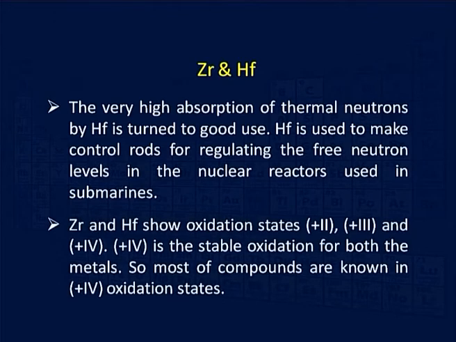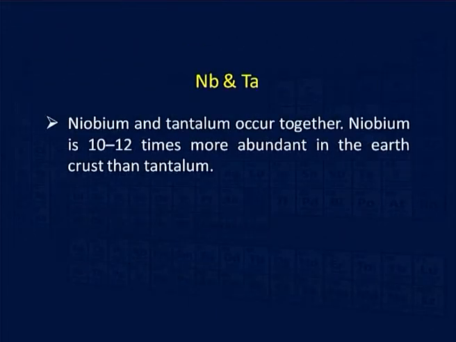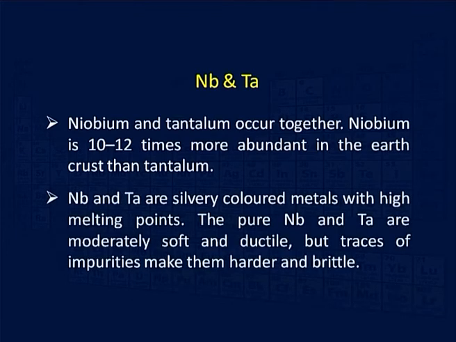Zirconium and hafnium show oxidation states of +2, +3 and +4, out of which +4 is the most stable oxidation state, and therefore many compounds of these two metal ions in the +4 oxidation state are known. The next group we have is niobium and tantalum. Niobium and tantalum occur together. Niobium is almost 10 to 12 times more abundant in the earth's crust than tantalum.